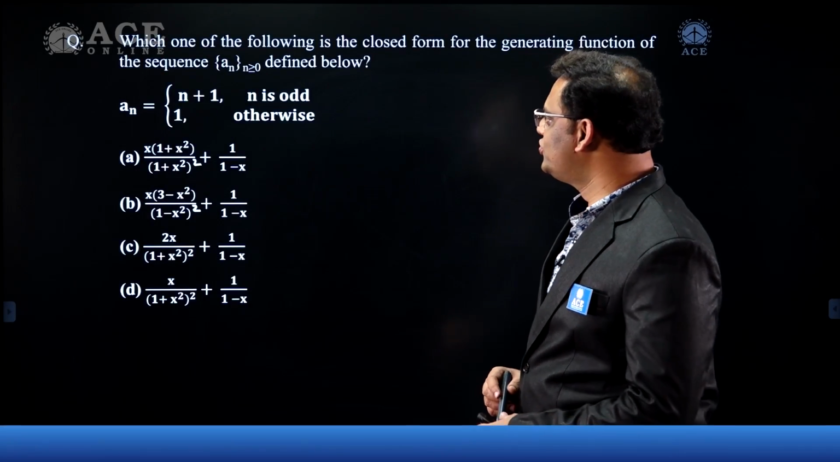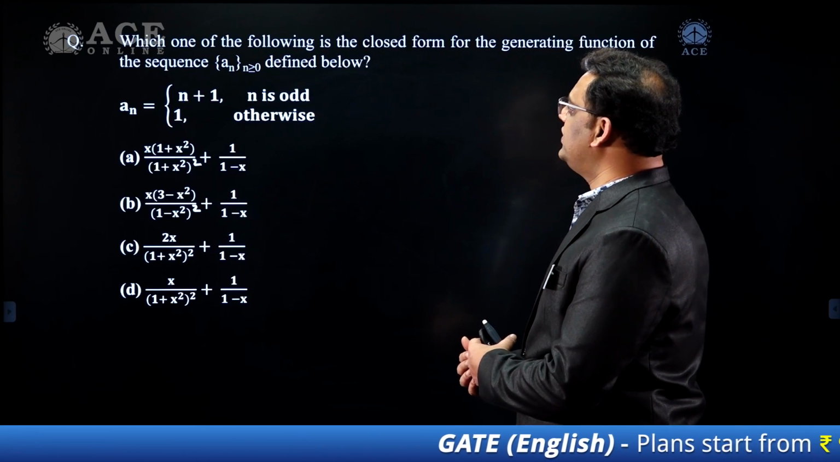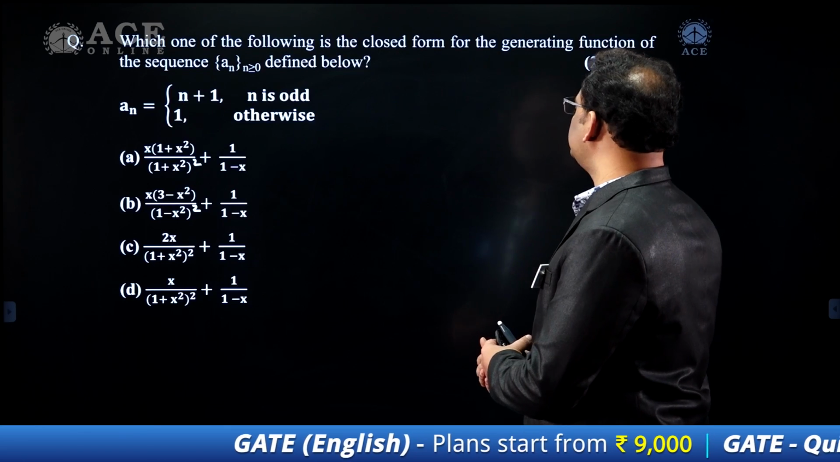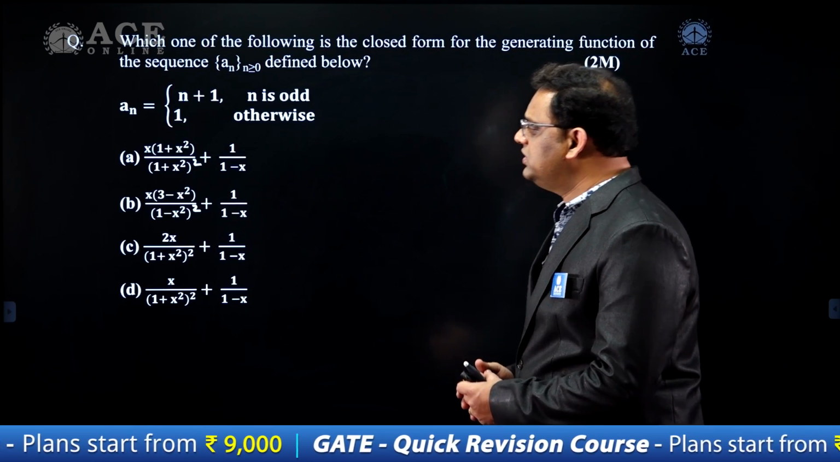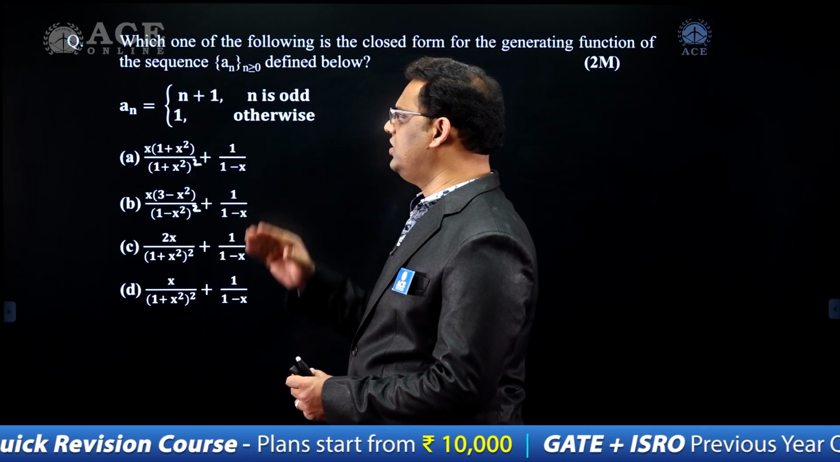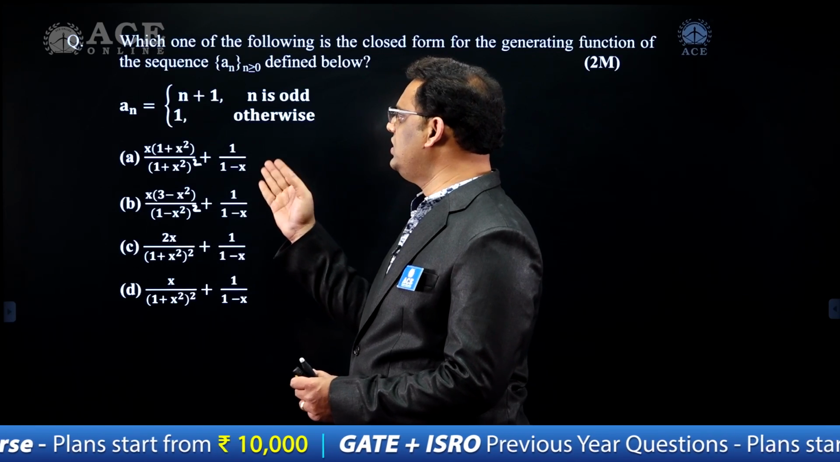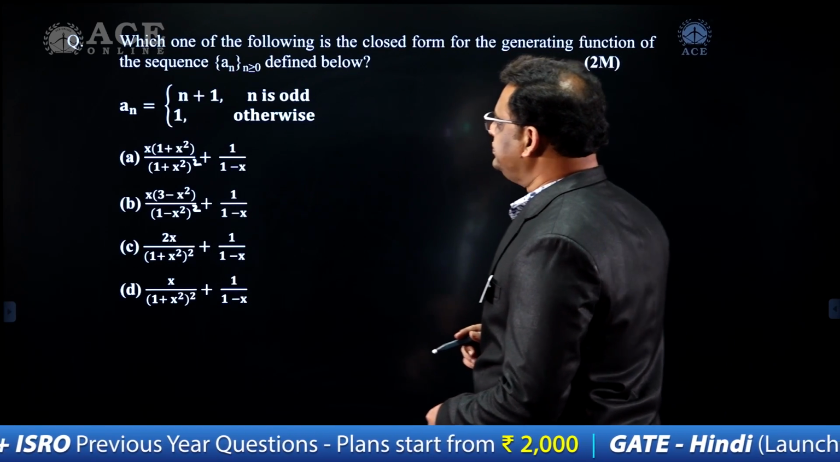Yes, students, this is the question from our generating functions concept. Which one of the following is the closed form of the generating function of the sequence an defined below? And here the sequence an is n plus 1 when n is odd, and an is 1 otherwise, right? Let us discuss this.